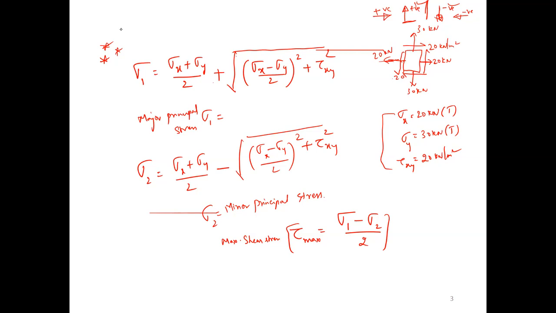The major principal stress is the stress acting on a principal plane that has the maximum value. The minor principal stress is the stress acting on a principal plane with the minimum value. Both stresses may be negative or positive, whatever it may be. Maximum value is major, minimum value is minor. And the shear stress is tau max, the maximum shear stress. These three equations are very important when solving principal stress problems.